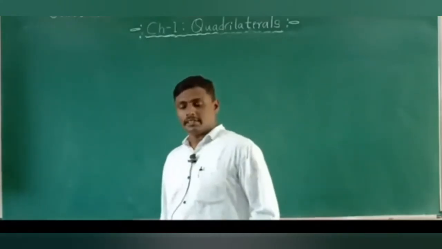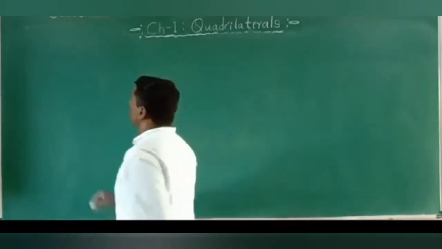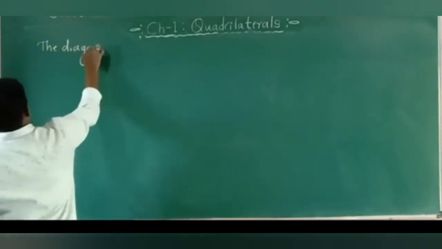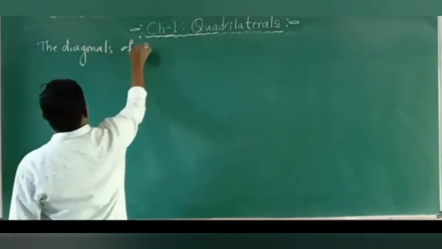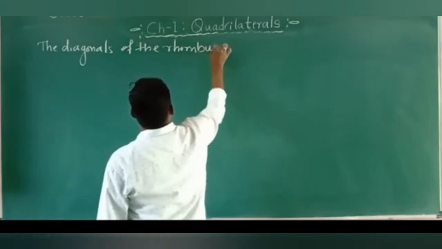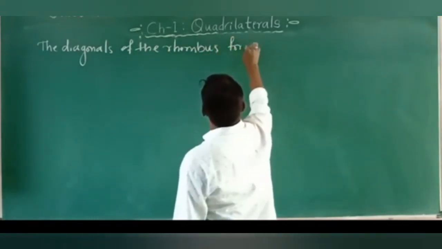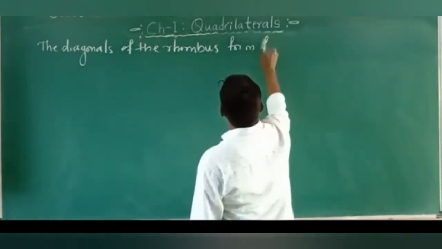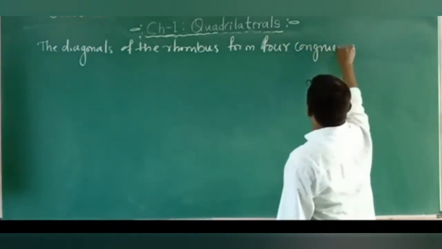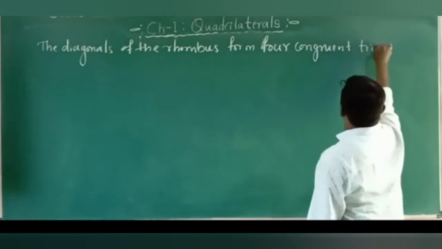Next theorem: the diagonals of the rhombus form four congruent triangles.